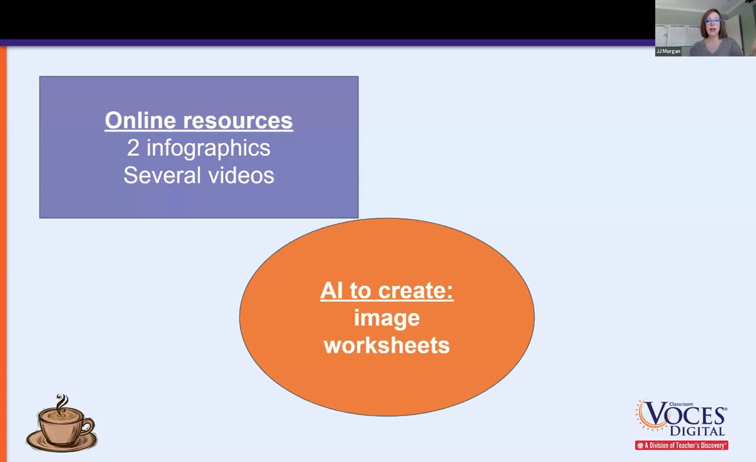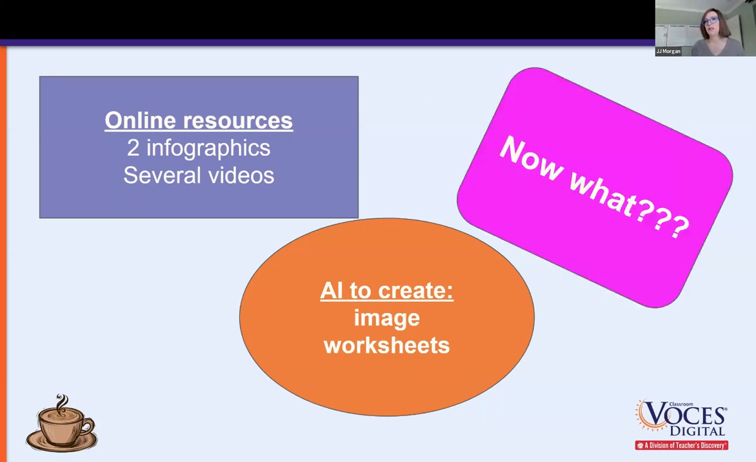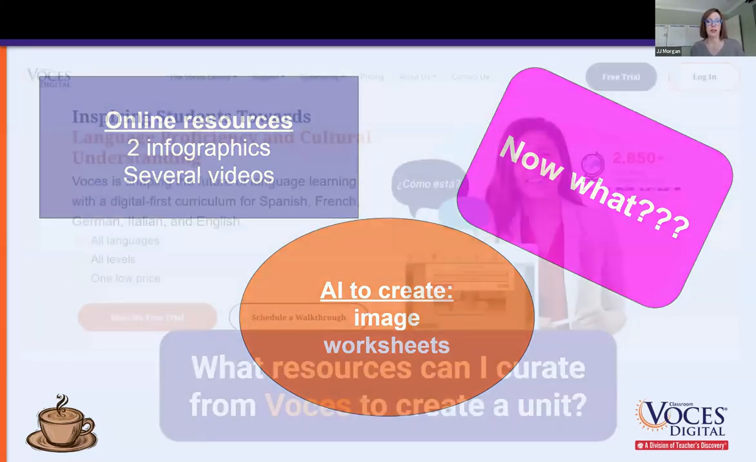Okay, so we have some online resources, 2 infographics, several videos. We've used AI to create an image and some worksheets. Now what do we do? Because that's not a unit, right? And I want a unit about coffee.